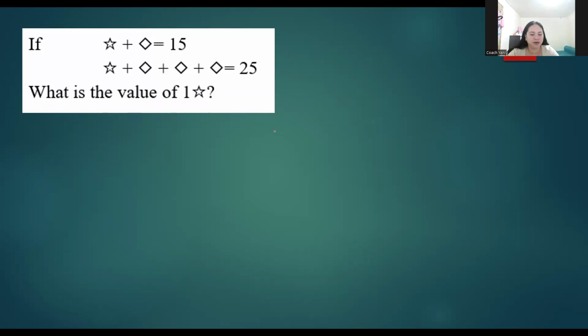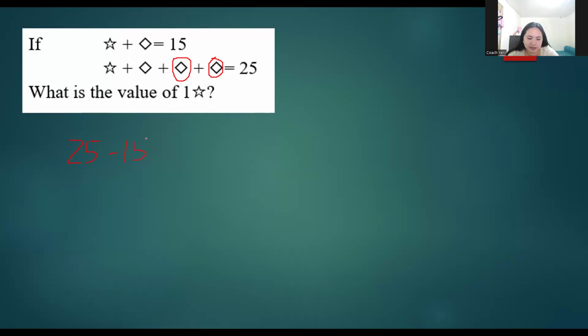What's your answer to this one? How did you solve it? What is the value of 1 star? 5. So how did we solve it? Here we have star and diamond. That's equal to 15. And then you added 2 diamonds. And suddenly the sum is 25. So you just have to find the value of the diamond. How would you find that one? That would just be 25 minus 15, which is equal to 10.